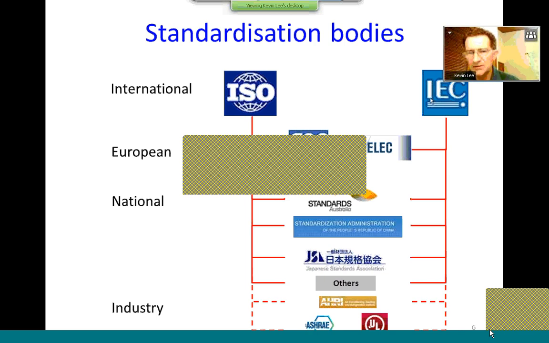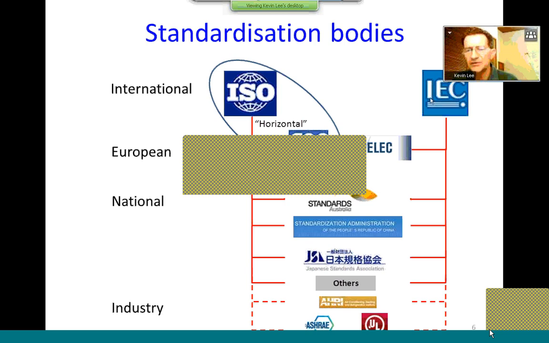Now, standardisation bodies. You have international bodies such as the International Standards Organisation, ISO, and the IEC, the International Electrotechnical Commission. Underneath that, you'll have European standards bodies such as CEN and CENELEC. Then we come down to the national bodies, and I've got up here Standards Australia, the Standardisation Administration of China, and the Japanese Standards Association. Below that, we have industry standards. In our industry, we have a couple of very important bodies, such as AHRI and ASHRAE, which have developed standards that are in turn used by national and international standards. So all these bodies link together.